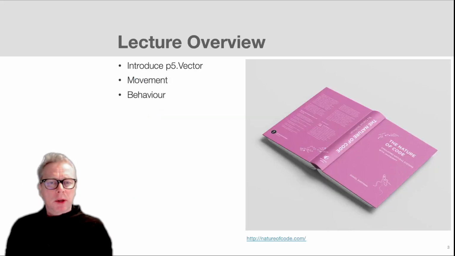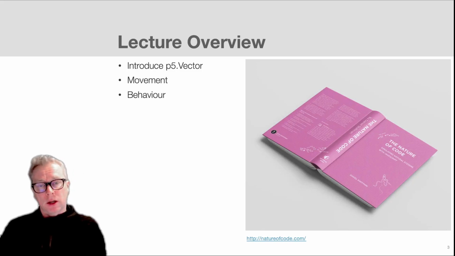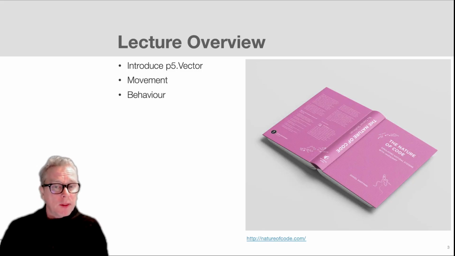So in this lecture, I'm going to introduce this thing called a vector, and I'm going to talk about how it's implemented in the P5.js library using the P5 vector object. In the second part, we'll talk about how we can apply that to the problem of creating movement in our sketches. And then in the third part, even beyond that, into more complex behaviors of creatures in our sketches.